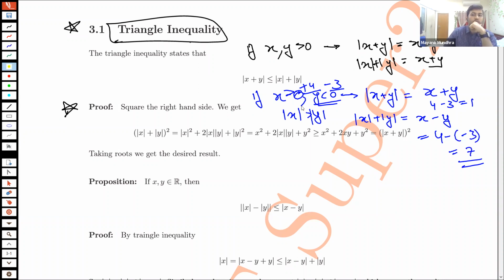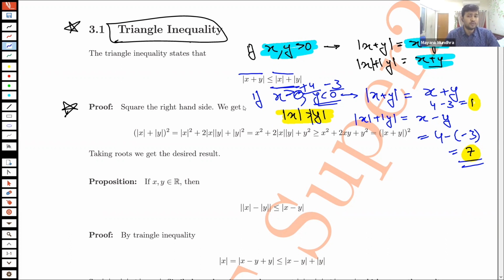So when x and y are of opposite signs, then these two numbers are unequal. But when they are of the same sign, then these two things will turn out to be equal. So when they are of different signs, then this thing becomes larger. When they are of the same sign, then these two things become equal. So that is the gist of it.